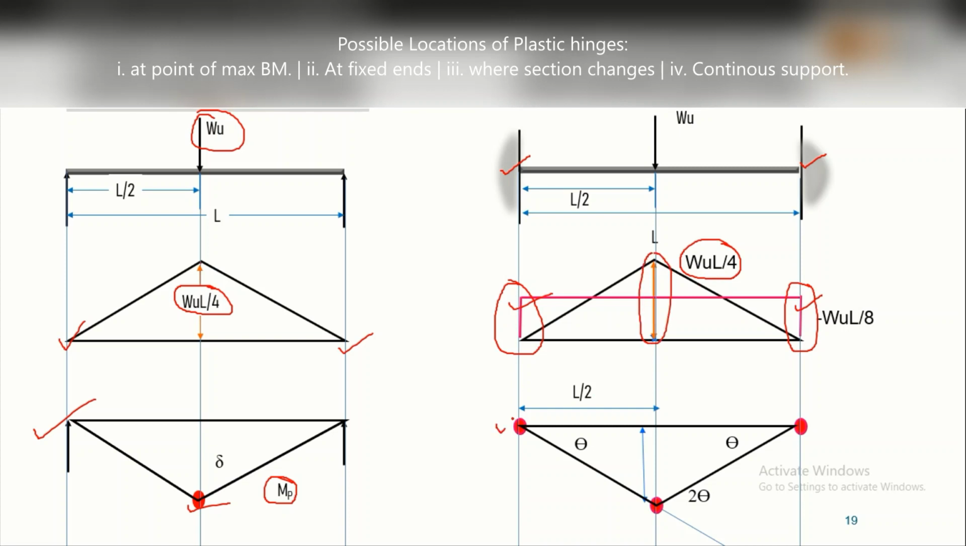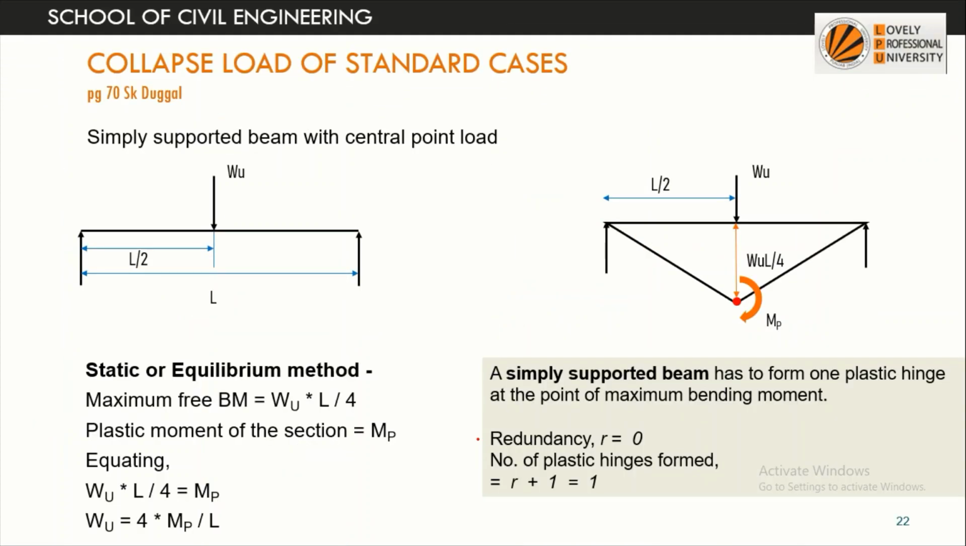So there are three possible places where maximum bending moment is seen in the bending moment diagram, and these are the places for possible plastic hinges. So this is the first problem, from page 70, S.K. Duggal, our favorite textbook, and here we are considering the case of a simply supported beam subjected to a central point load.